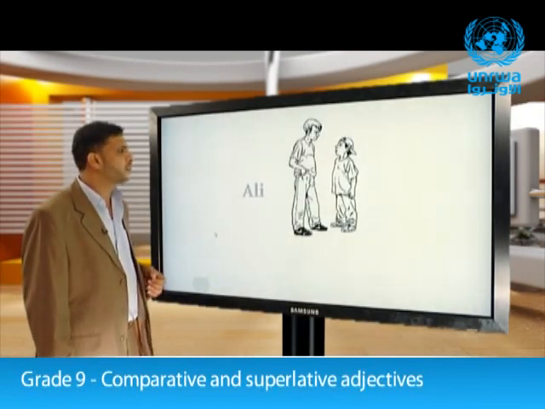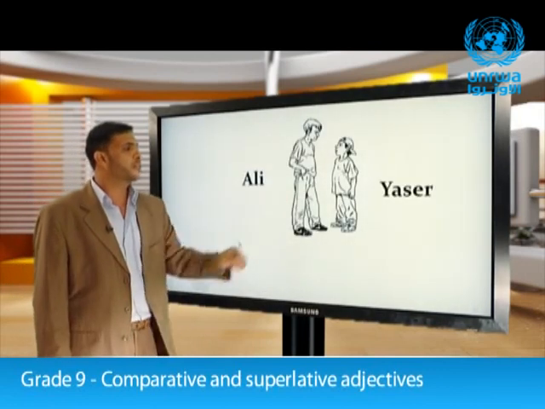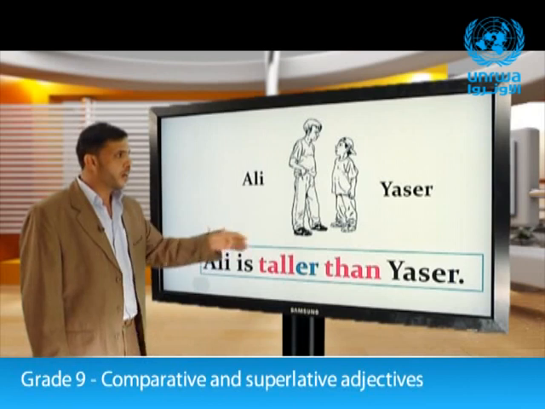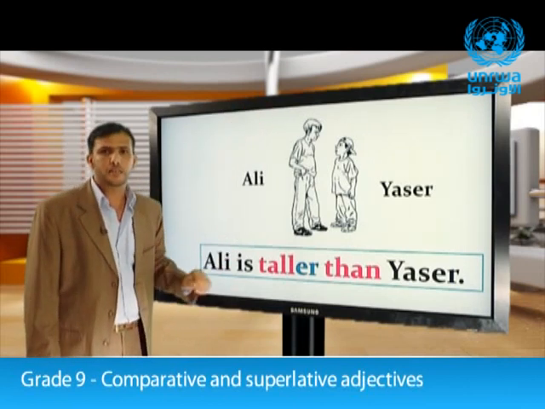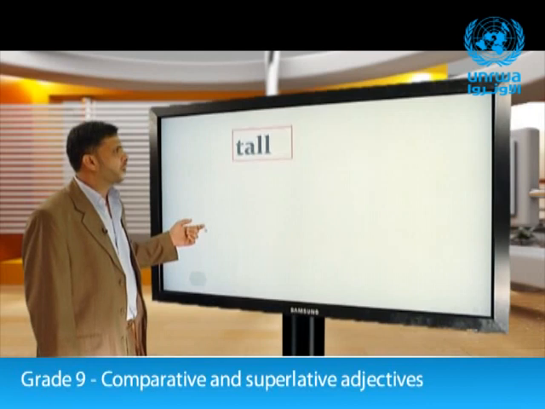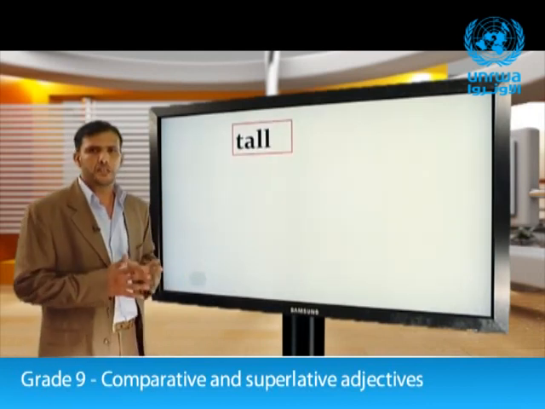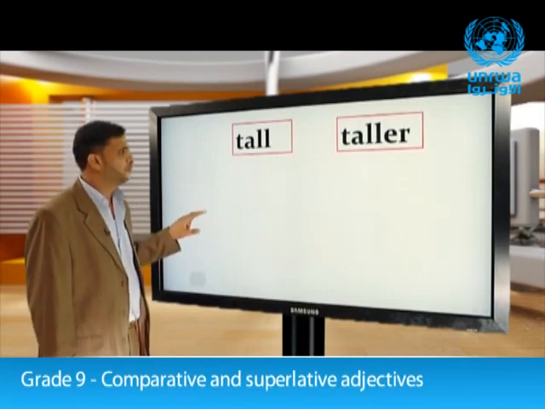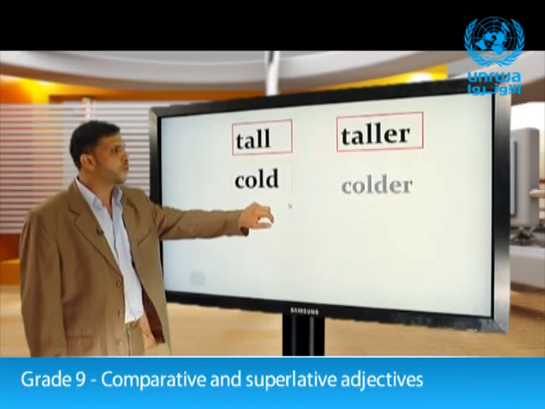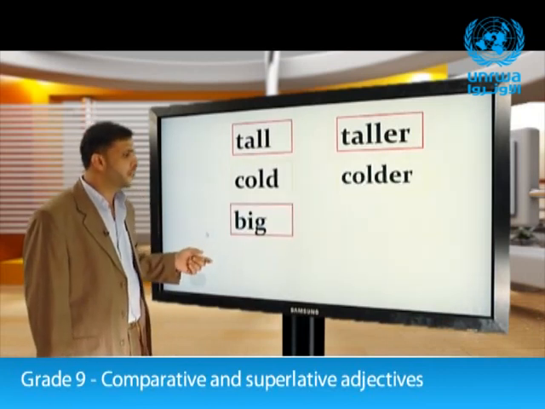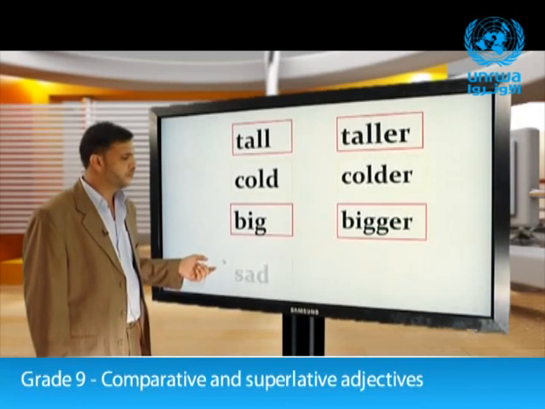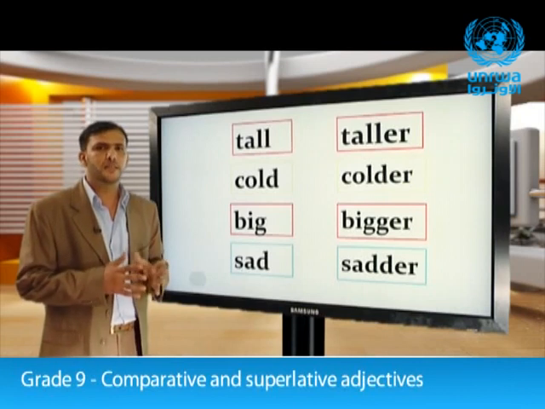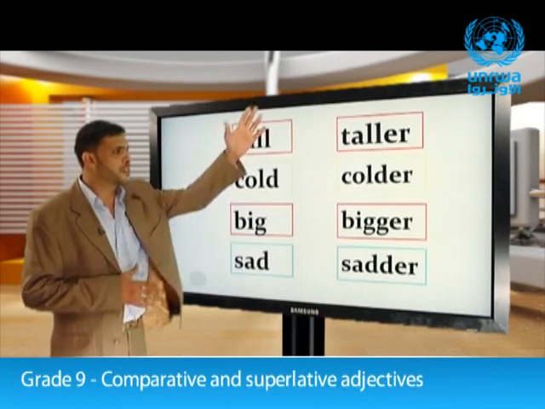Let's see some examples. Look, this is Ali and that one is Yasser. Ali is taller than Yasser. Now we have a group of adjectives. Tall, and the comparative form is taller. Cold, colder. Big, bigger. Sad, sadder. All these adjectives have one syllable, and for their comparative form, as you see, we add ER.